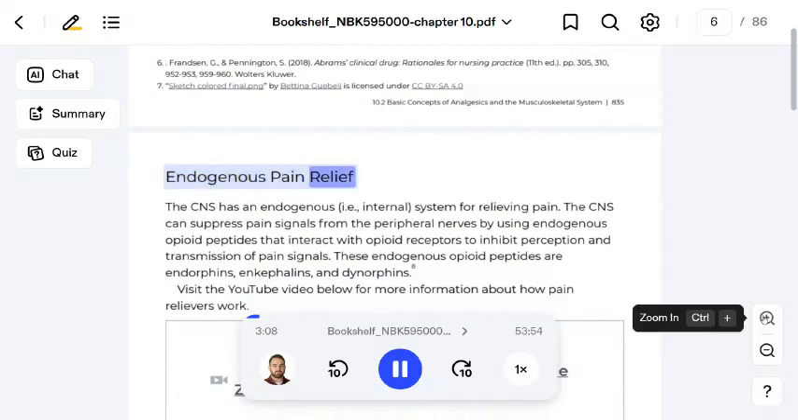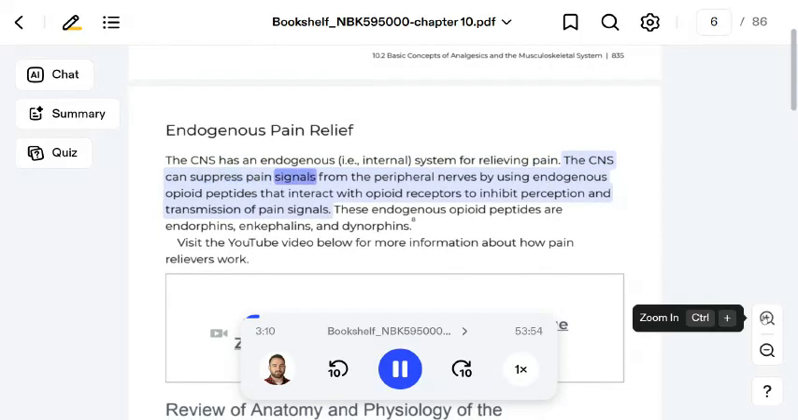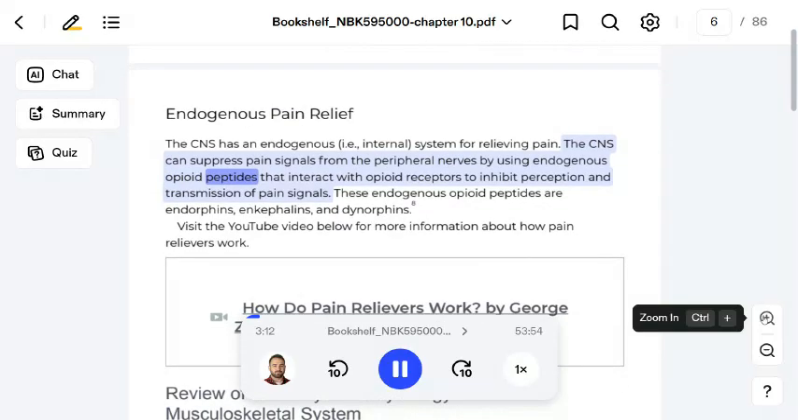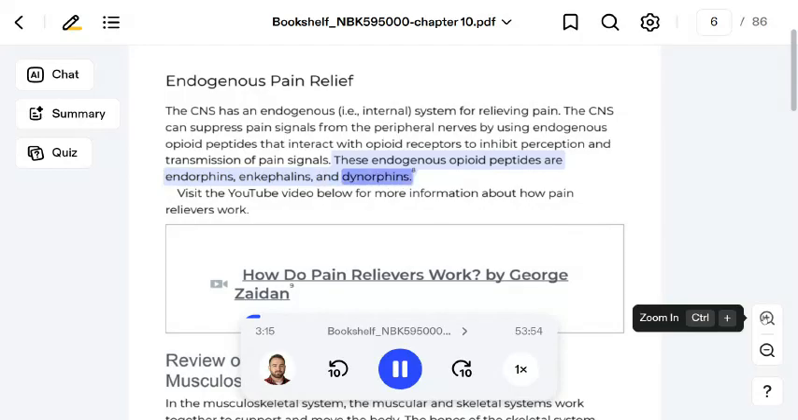Endogenous pain relief. The CNS has an endogenous system for relieving pain. The CNS can suppress pain signals from the peripheral nerves by using endogenous opioid peptides that interact with opioid receptors to inhibit perception and transmission of pain signals. These endogenous opioid peptides are endorphins, enkephalins, and dynorphins.